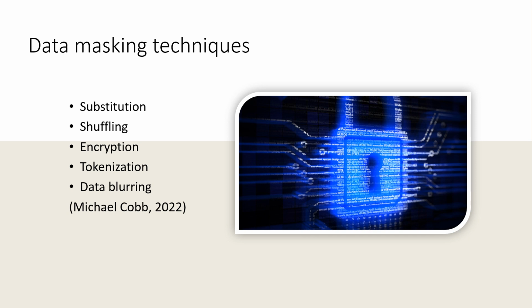Shuffling is particularly useful when you need to retain the statistical properties of the data while protecting privacy.